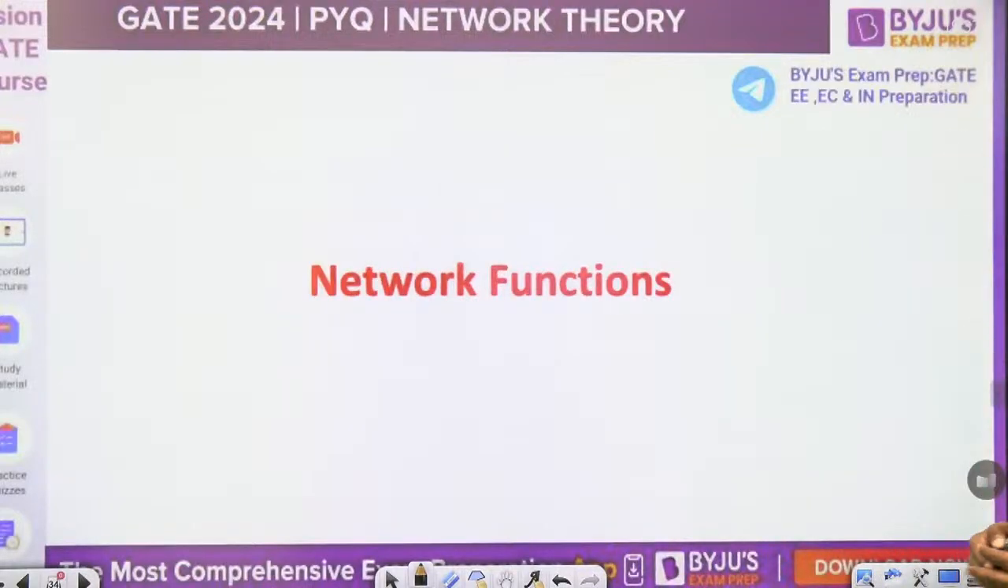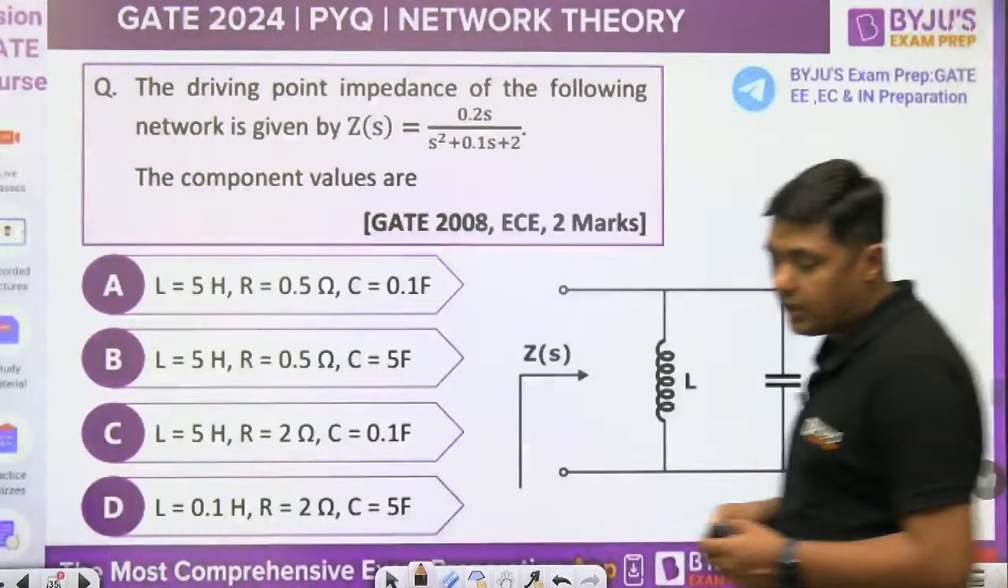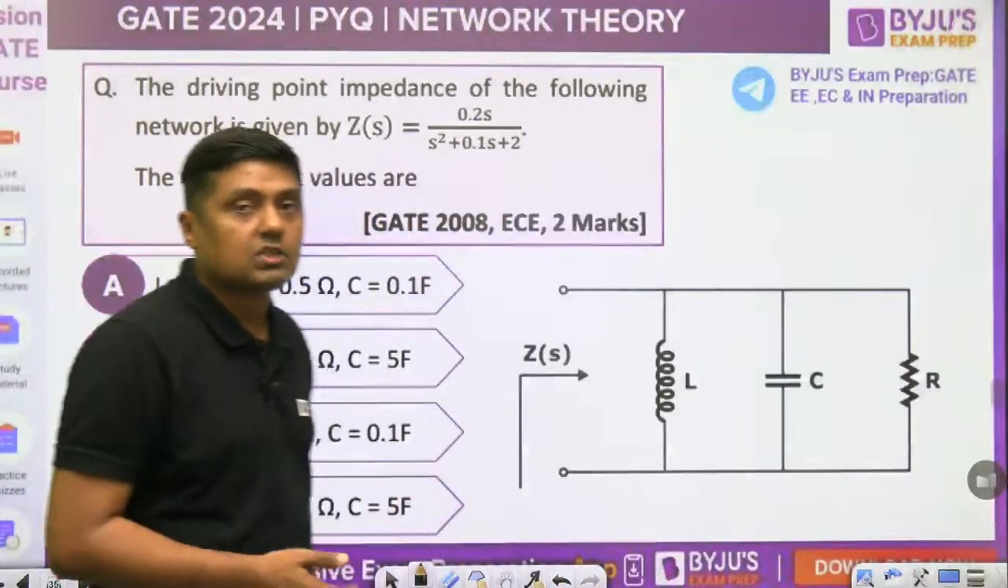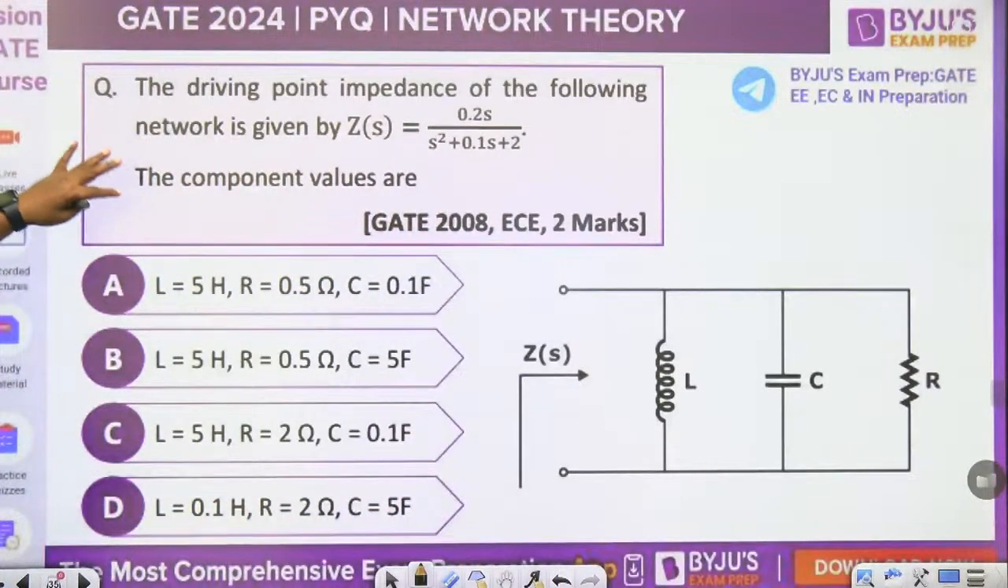And then guys, network function. Network function: the driving point impedance of the following network is given by. Normally we have the network function to get the definition of driving point impedance, transfer function and so on. So what is the driving point impedance of the following network?